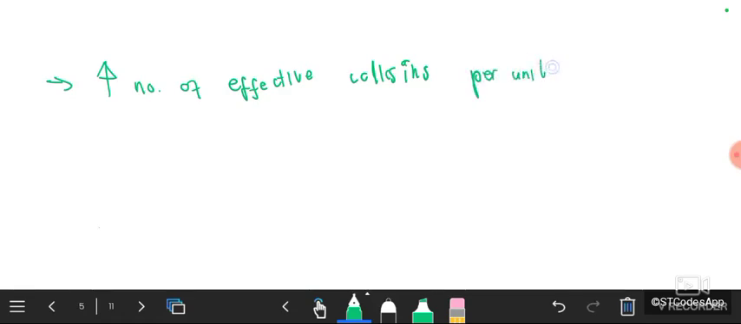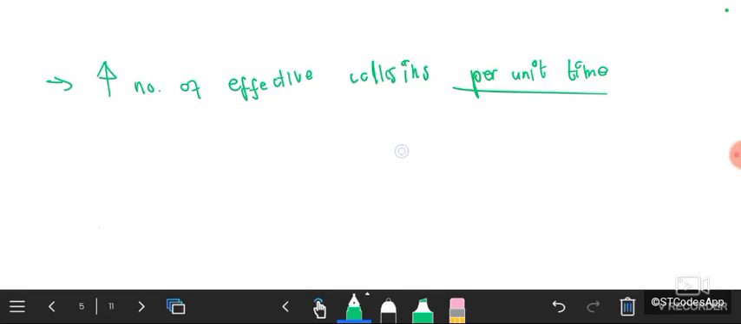So how do you say this? I want you to say this every time: as the number of effective collisions per unit time increases, the rate of the reaction increases. But I'll just say this in plain English. If we increase the number of effective collisions, but not just effective collisions, you must be able to say effective collisions per unit time. I need that per unit time. If it's not there in an exam, it is wrong. But for now, it's just an introduction.